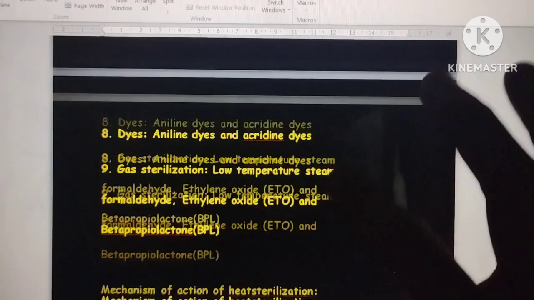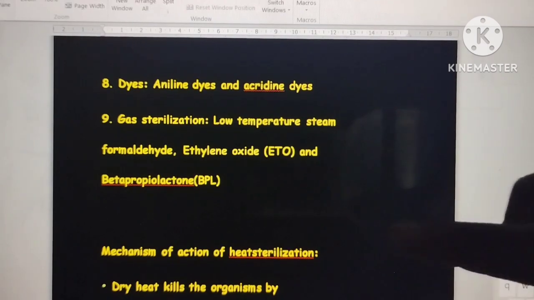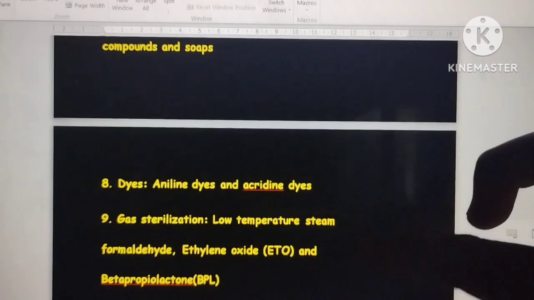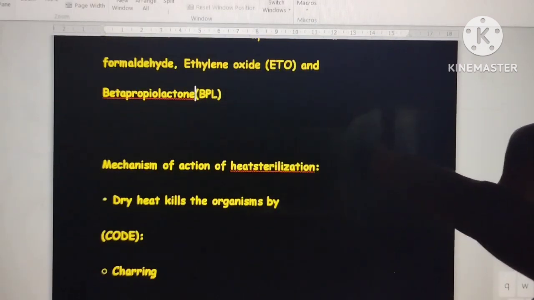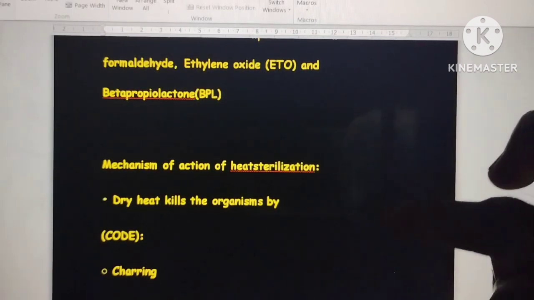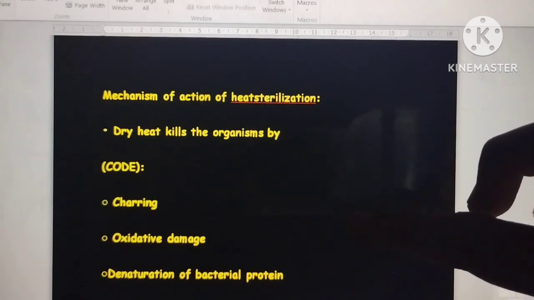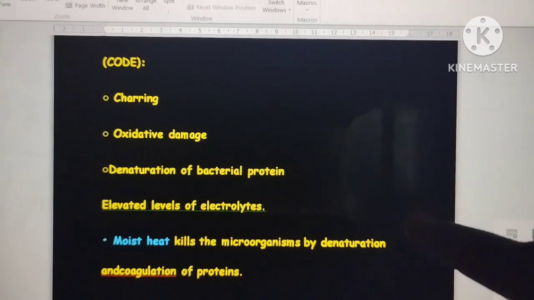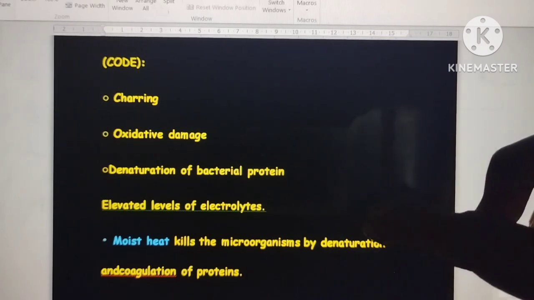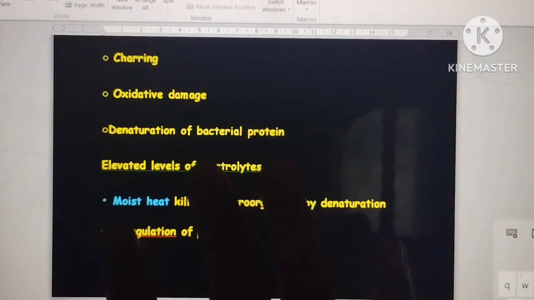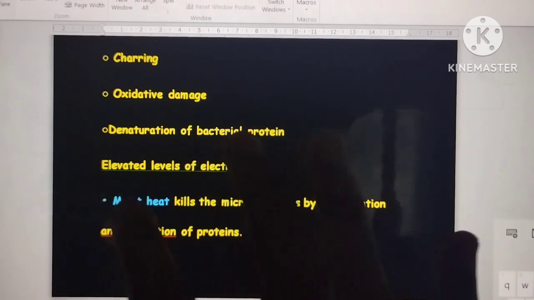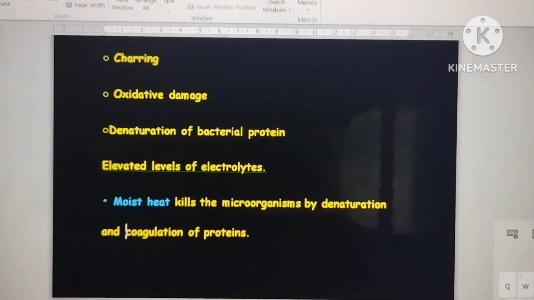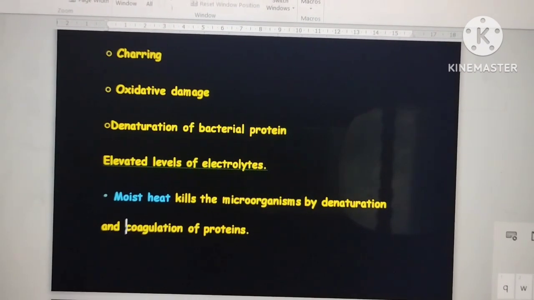Okay, so the important point you have to remember is to learn by heart the entire classification, and the mechanism of each sterilization. For dry heat you can remember it like a code: charring, oxidative damage, denaturation and elevated level of electrolytes. For moist sterilization, it is only denaturation and coagulation of proteins. So you want to remember these two points.